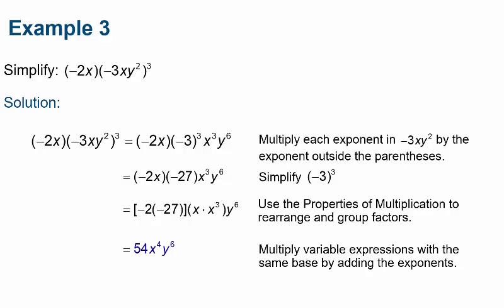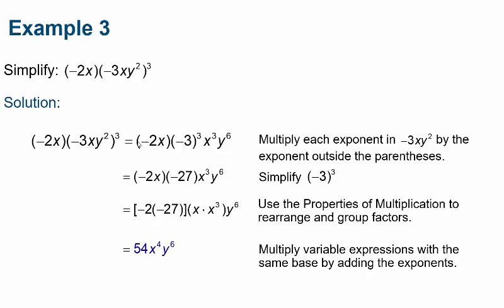All right, let's end by doing this hard, crazy example here. So I have minus 2 times minus 3 times x times y squared, that quantity cubed. You have to follow your order of operations first here. Before I can multiply, I have to take care of this exponent of 3 outside the parentheses. So what I have to do is distribute this 3 to the minus 3, to the x, and to the y squared.